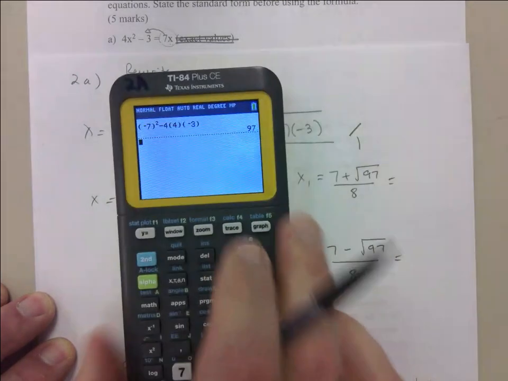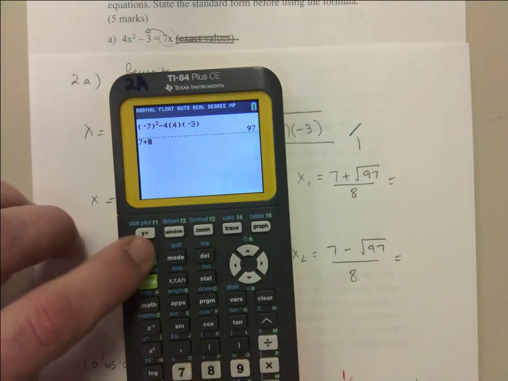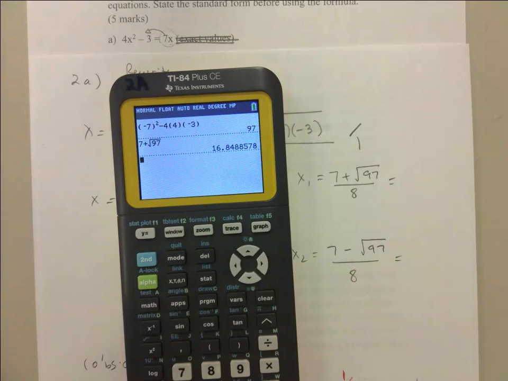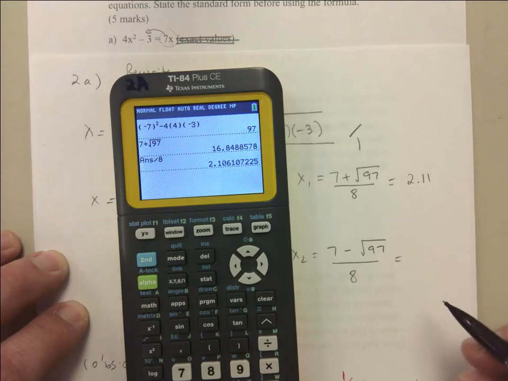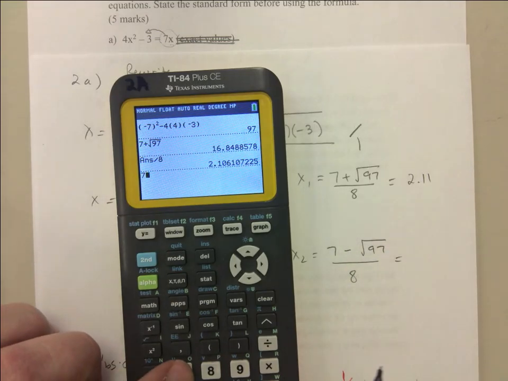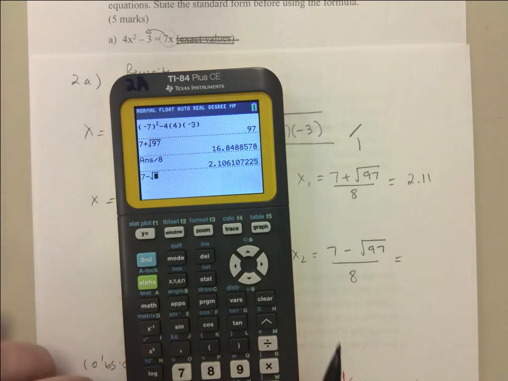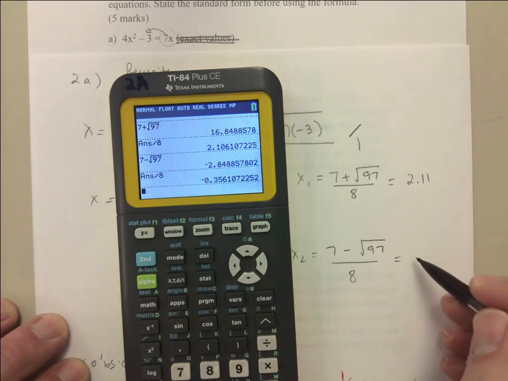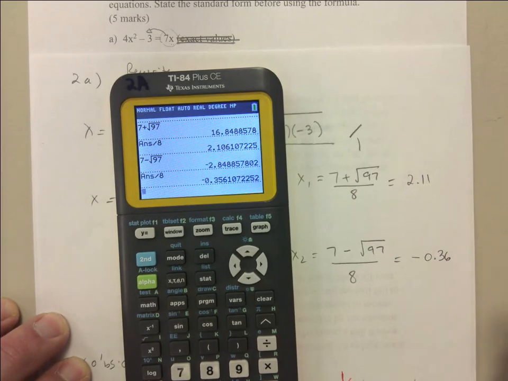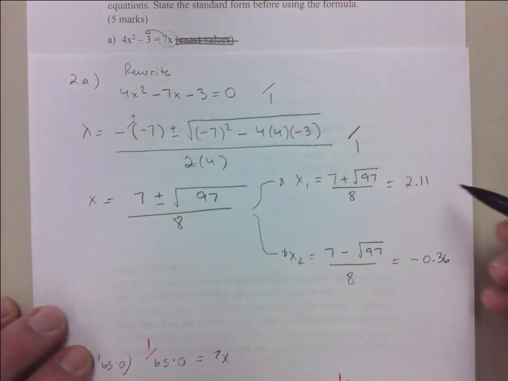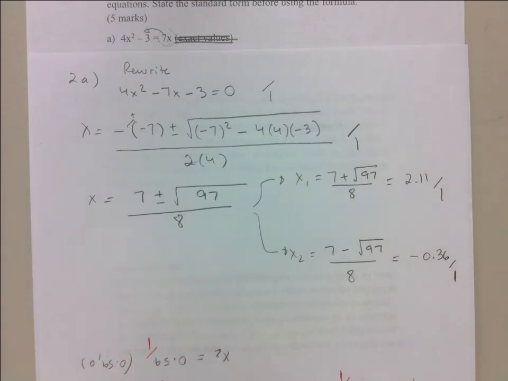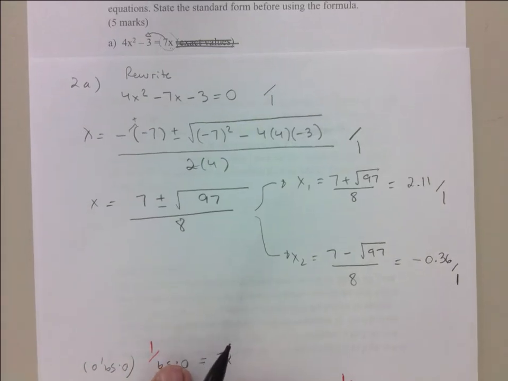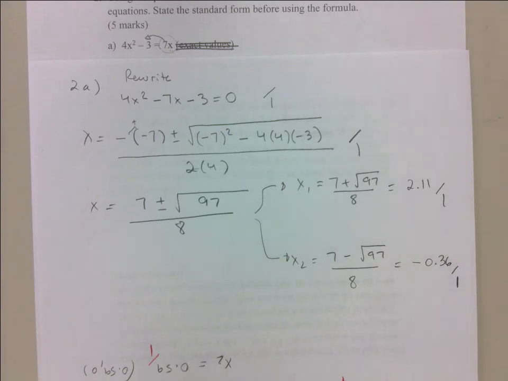And so you take that 7 plus root of 97, hit enter, divided by 8. That's 2.11. And then the second one here is 7 minus root of 97, hit equals, divided by 8. That's negative 0.36. So I'm going to give you a mark for each of those roots. So 4 marks as well for this one.